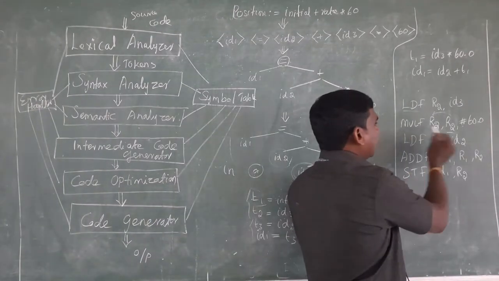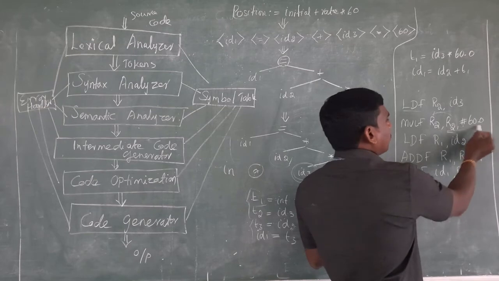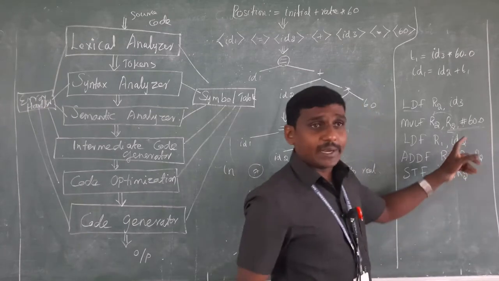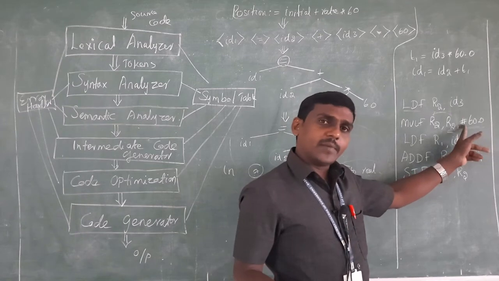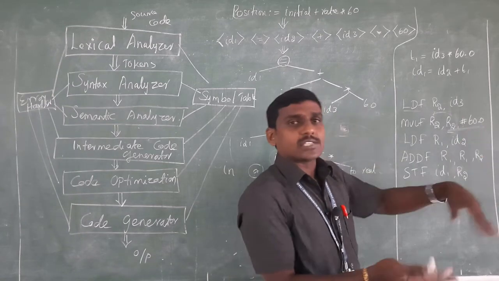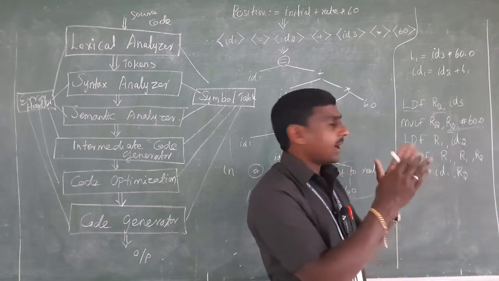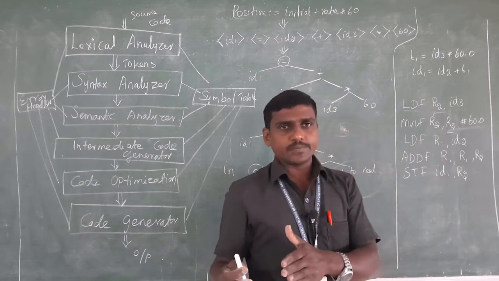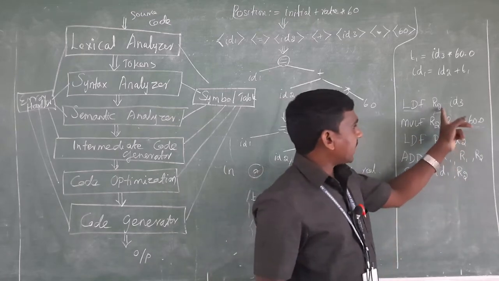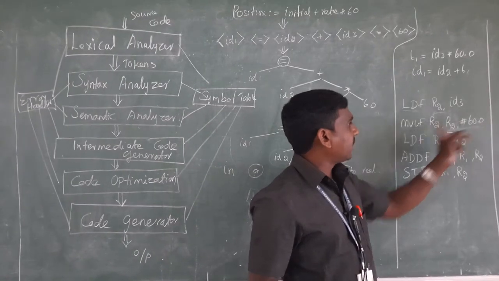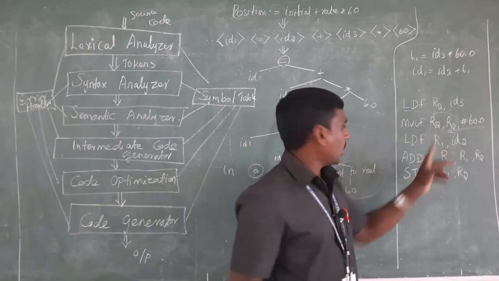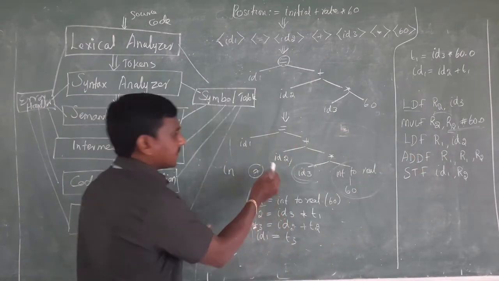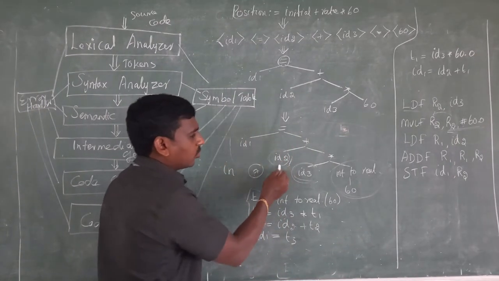So MULTIPLY R2 with 60 immediately, that is why I gave the hash. If I didn't give an immediate value, you can load 60 into another register and multiply the two registers. Clear? Now I multiply this register with the number 60 and it is stored in R2.